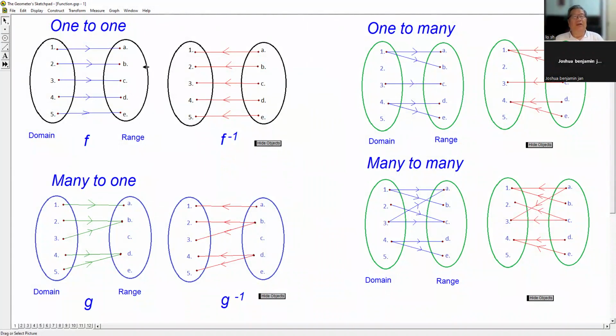Okay, so you understand. Now, this type of function, whereby one question, one answer, one question, one answer, is called one-to-one. It is a one-to-one function. We call it one-to-one function.